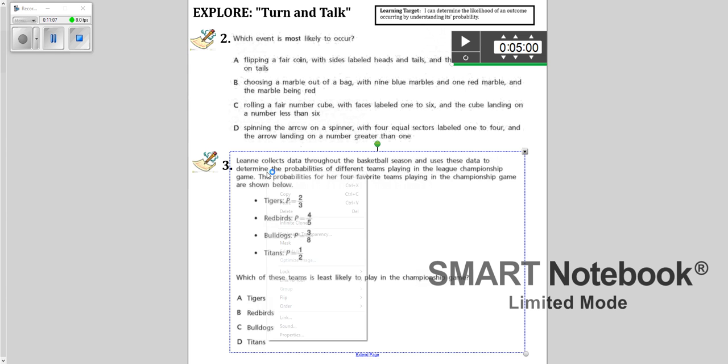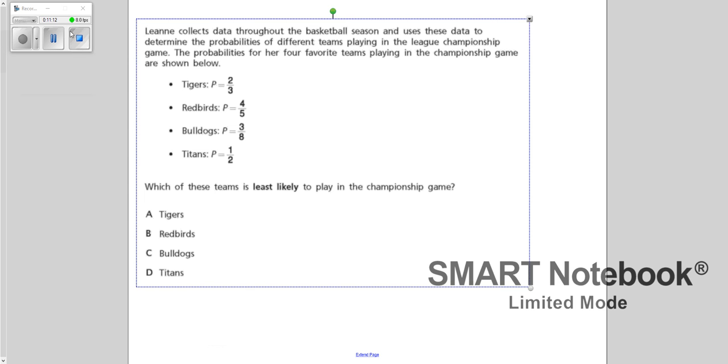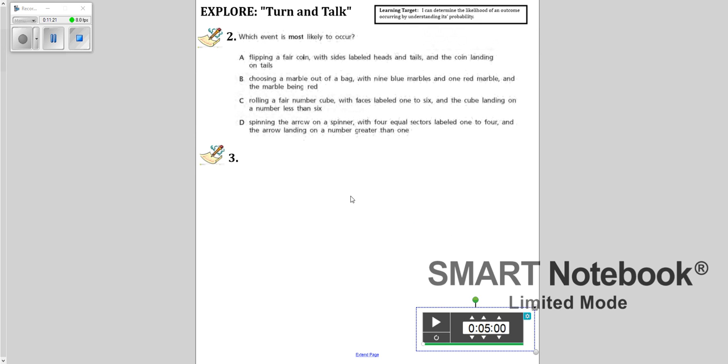Let me just move this question to the next page so that I have room to work. All right, which event is most likely to occur? So you have to go through each one, figure out the probability for each one, and then tell which one's most likely. So for choice A, flipping a coin and landing on tails, well, remember that one of the sides is tails and there's 2 total sides, so 1 out of 2. For choice B, choosing a marble out of a bag with 9 blue and 1 red, well, that's a total of 10 marbles. And the marble being red, well, there's only 1 red, so that's 1 out of 10.